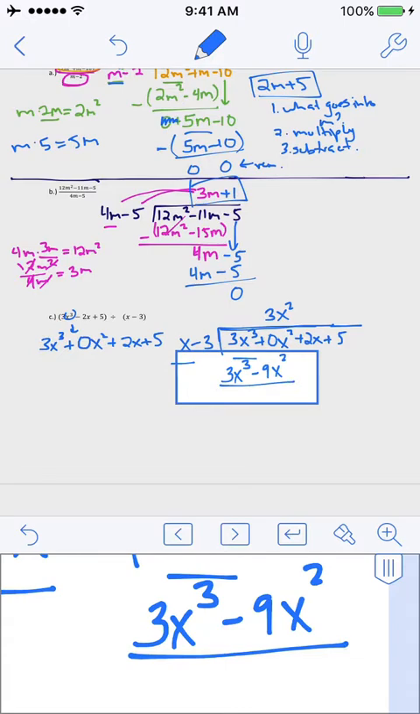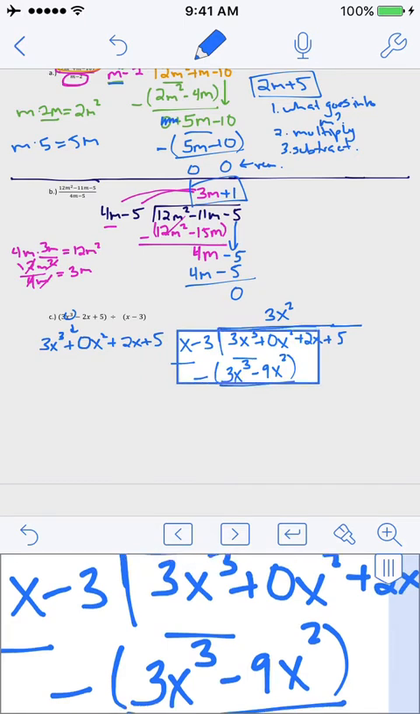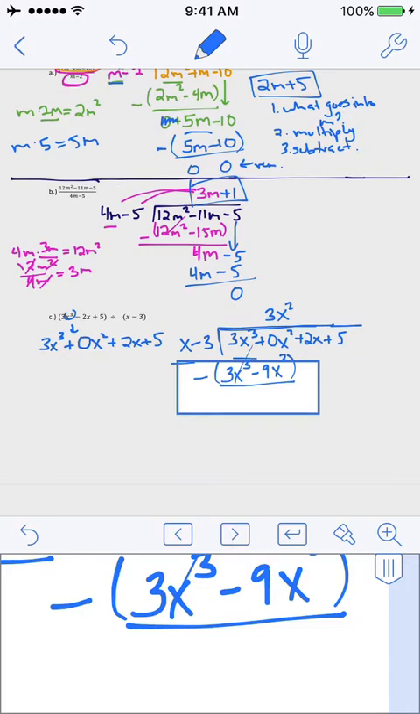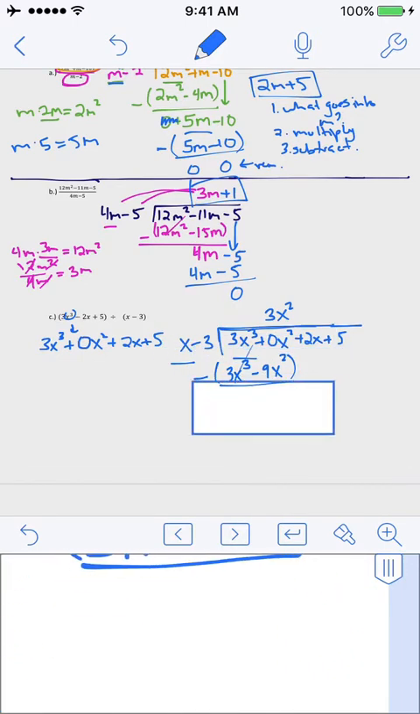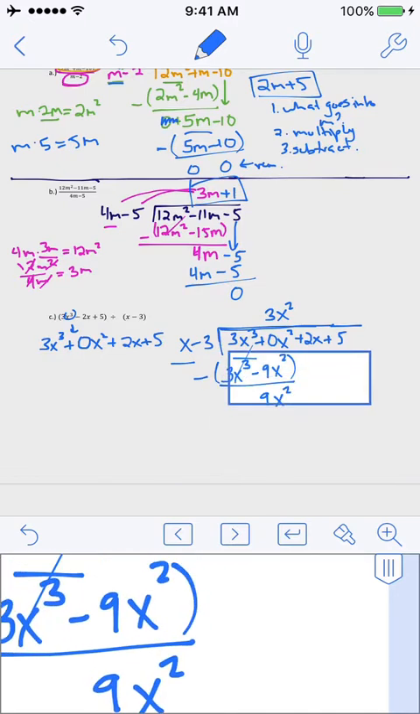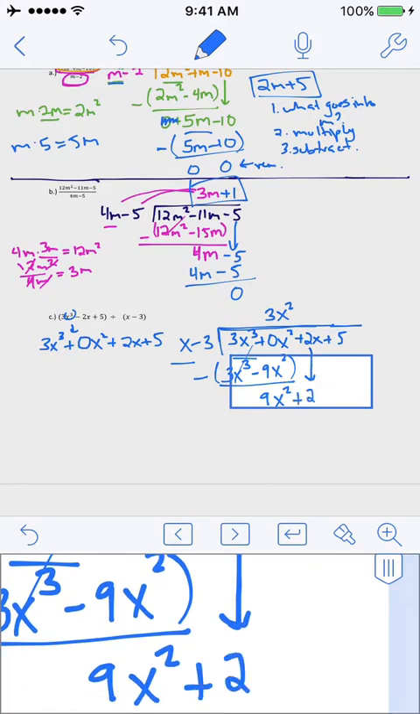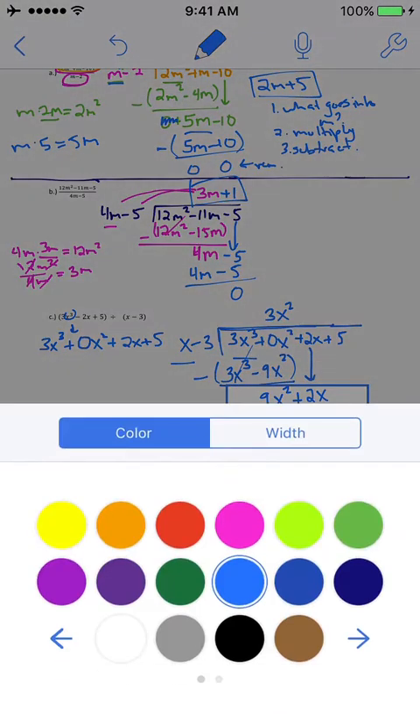All right. Now I will make sure to subtract, not add, I'm going to subtract. So 3x cubed minus 3x cubed is going to give me 0. They're just going to go away. 0 minus negative 9 is going to give me a positive 9x squared. All right, now I'll drag the next one down. So plus 2x, right? I already used the 0x when I subtracted, so plus 2x. And I'll repeat the process.